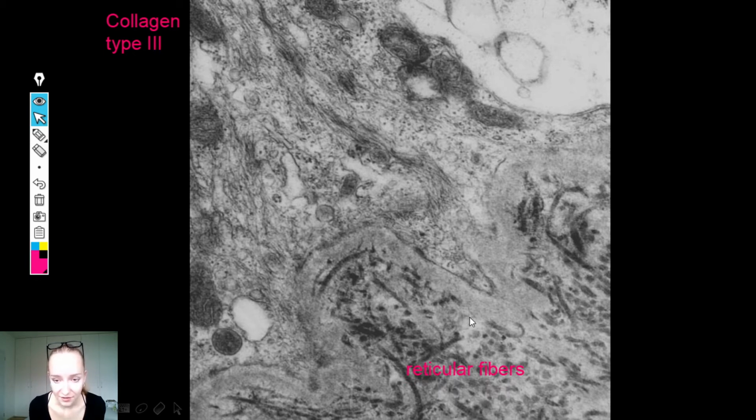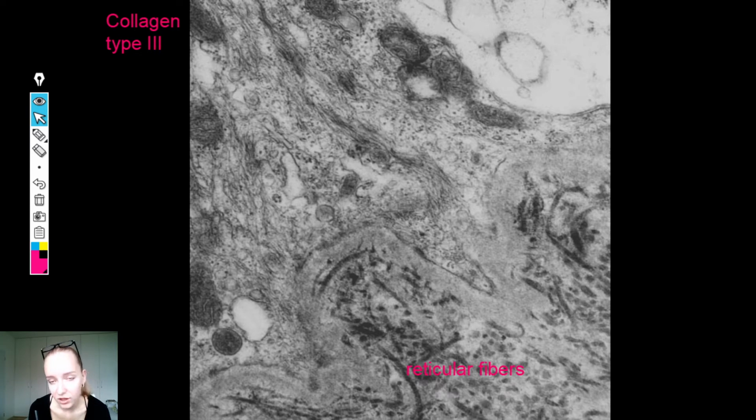Really, these reticular fibers have typical places of their occurrence. They are under epithelium. They form this reticular lamina, and really these fibrils are thinner and they are irregular. You can see it right here. We can see longitudinal sections and cross sections, so they are really arranged irregular.